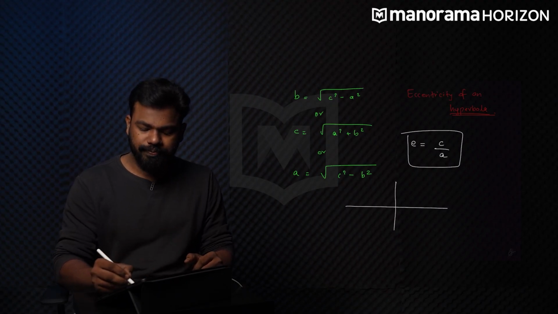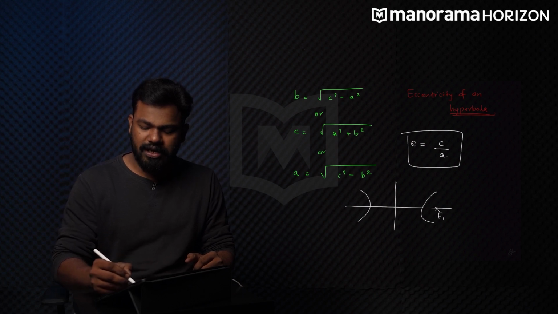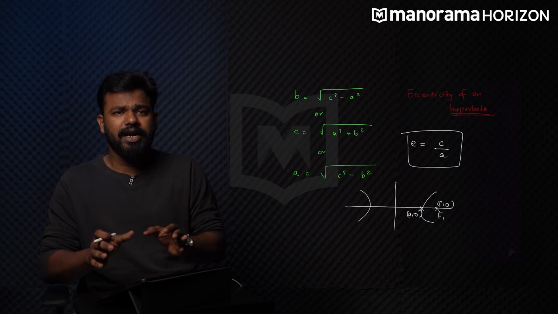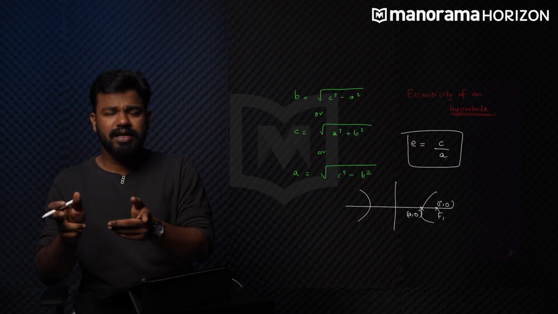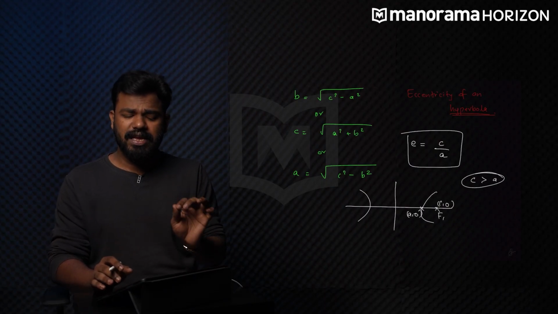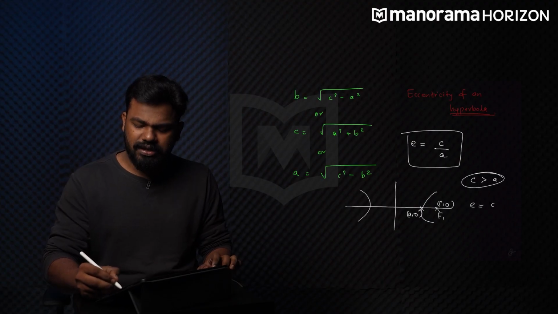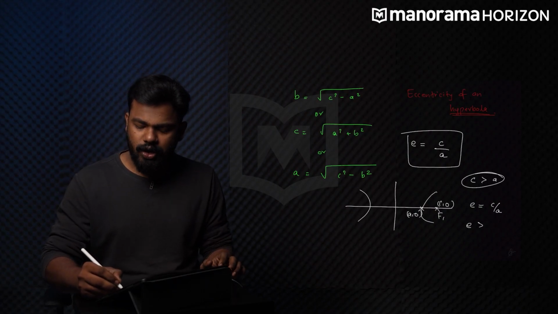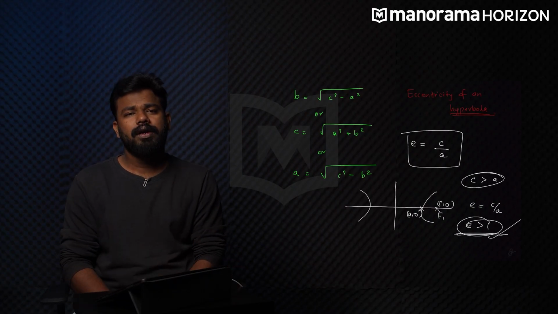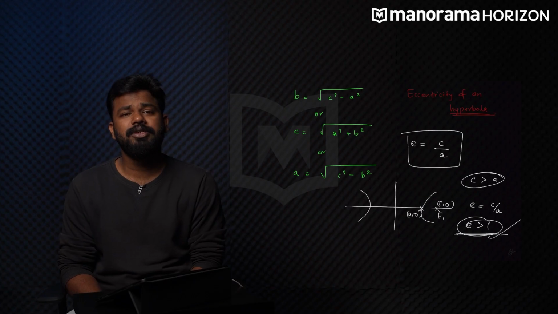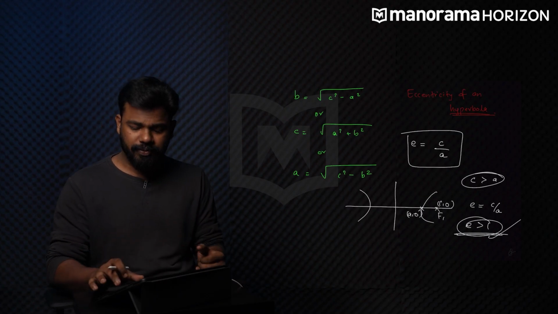Now in a hyperbola, you know that the focus F1 is here, that is (c, 0), and this is (a, 0). So the distance from the center to the focus will always be greater than the distance from the center to the vertex. So c will always be greater than a. If c is greater than a, eccentricity means c by a, right? Since the numerator is always greater than the denominator, the eccentricity value will be greater than 1. So understand that the eccentricity of a hyperbola is always greater than 1. Understood?